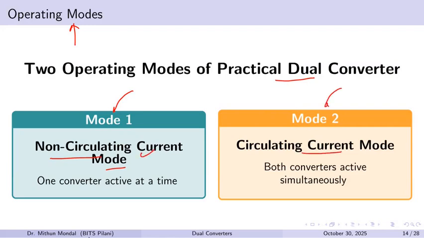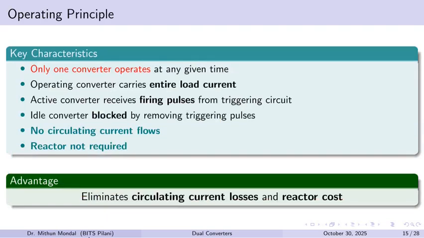So in non-circulating current mode, one converter will be active at a time, and in circulating current mode, you will have both the converters active simultaneously. Let us see the operating principle.